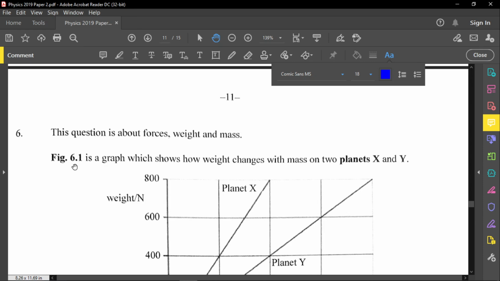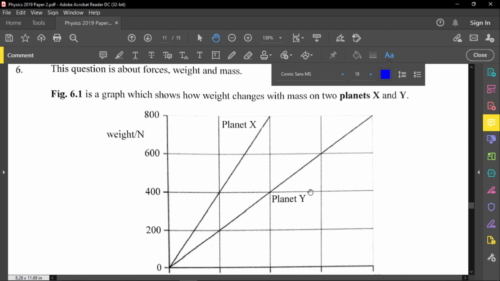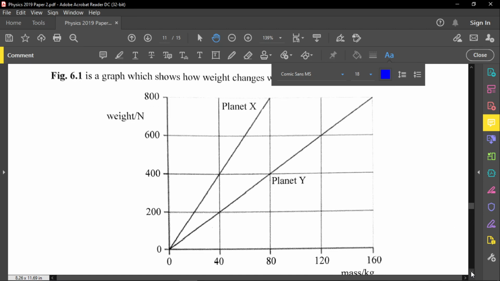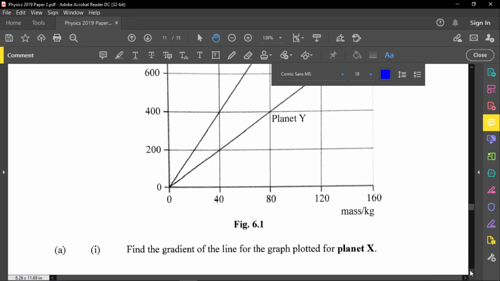All right, so figure 6.1 is a graph which shows weight change with mass on 2 planets X and Y. So here we have planet X and planet Y. And we have the changes here from 200, 400, 600, 800, and so on. On the x-axis we have 40, 80, 120, 160. Those are the labelings. So we have force, which is weight, and we have mass. Let's talk about what's happening here.